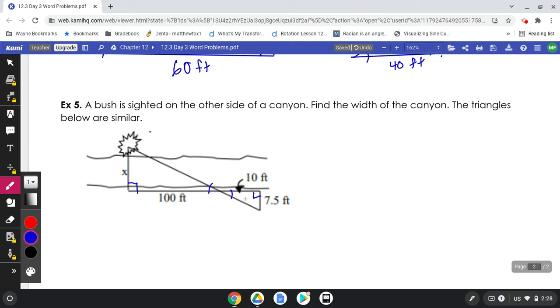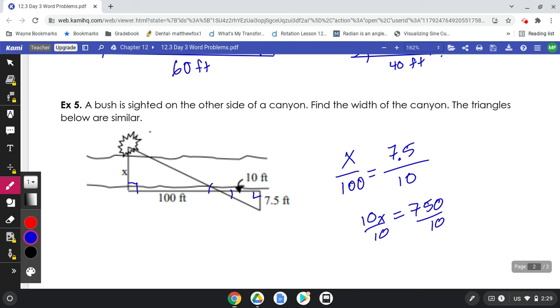It's smaller. Okay, so if we have x over 100, that will have to match up with 7.5 over 10. Cross multiply, 10x equals 750. Divide by 10. And you're going to be left with x equals 75 feet. It is 75 feet across the canyon.